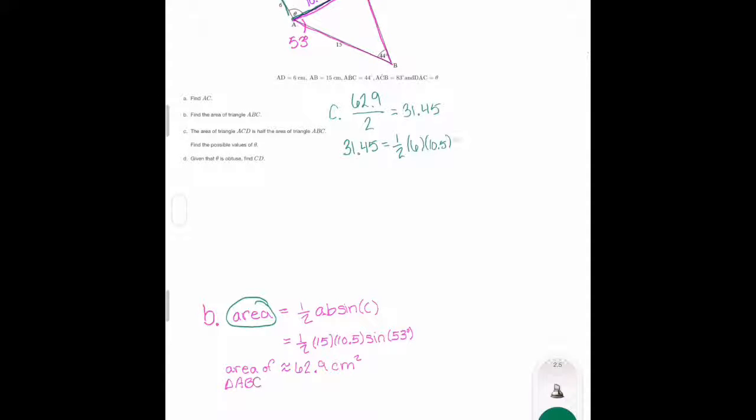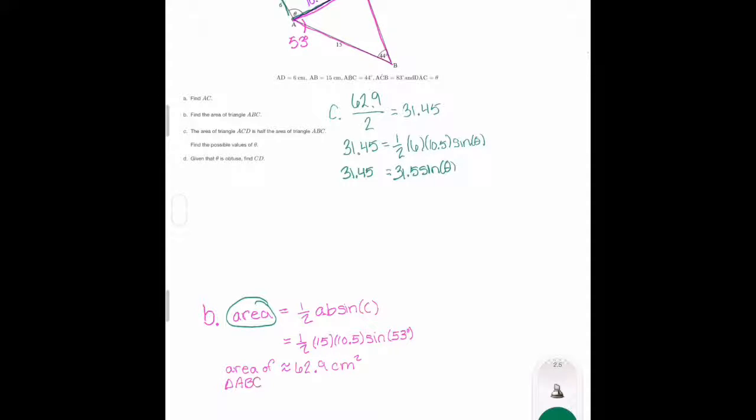And then we just have to use theta for the angle because we don't know what the measure of the angle is. That's the whole point of this problem, is to find that. So then what we can do is go ahead and clean this equation up a little bit. And when we do, we will get 31.45 equals 31.5 times sine of theta.